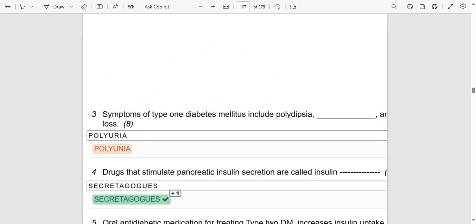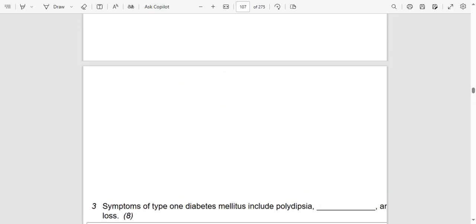Symptoms of type 1 diabetes mellitus include polydipsia, dash, and I don't know the last word. Okay, let's just talk about the symptoms of diabetes. I think there are 5 P's or 4 P's, the major P's in diabetes symptoms. Anyone that can help with that?